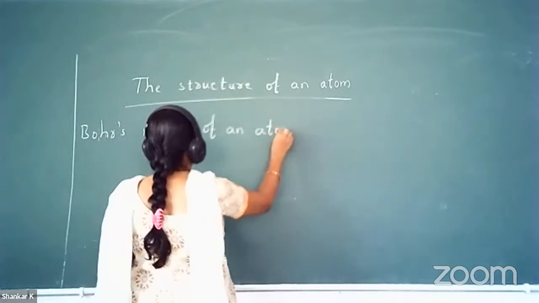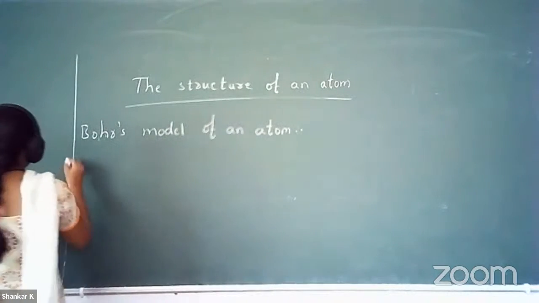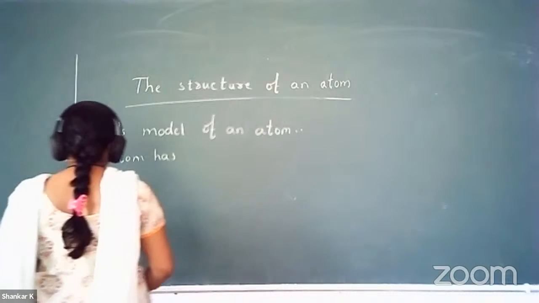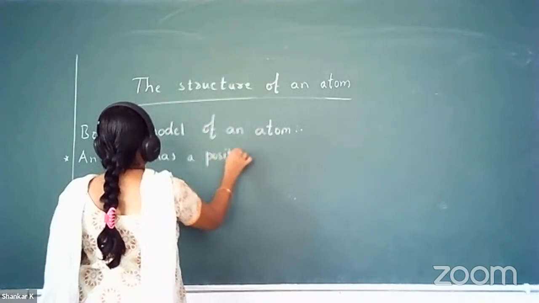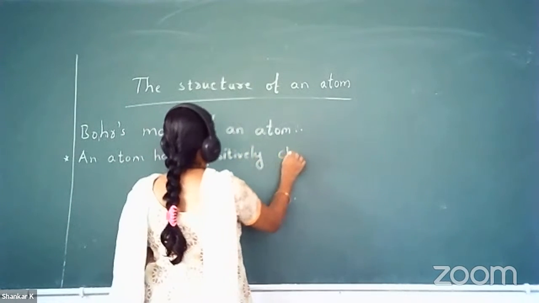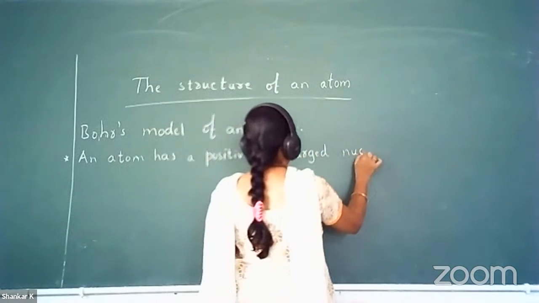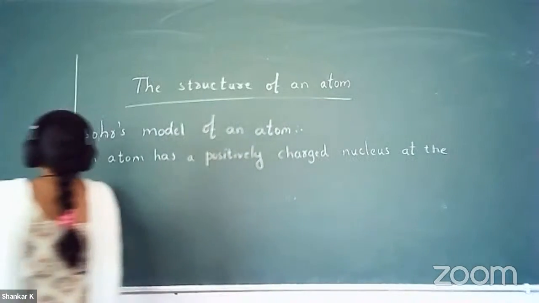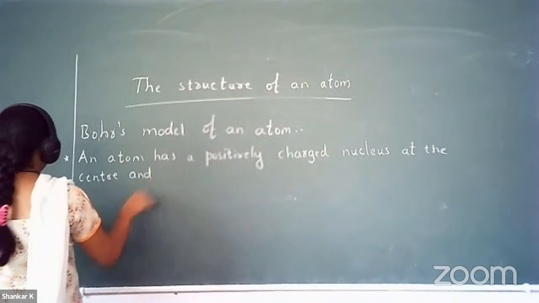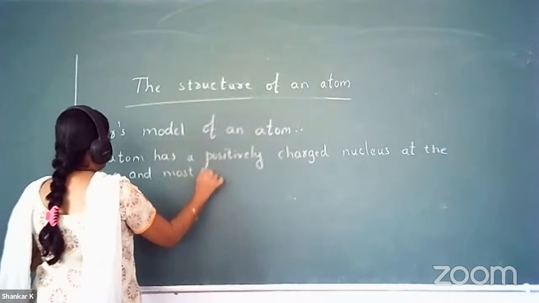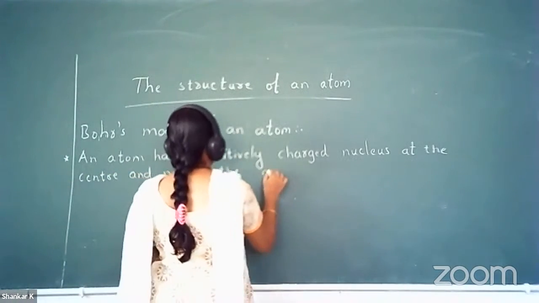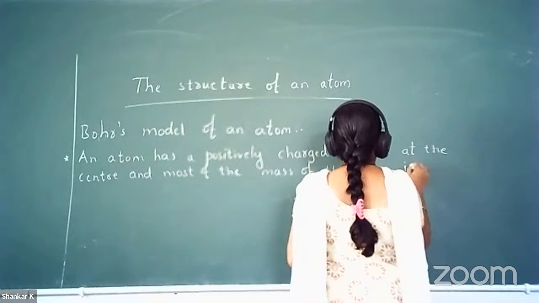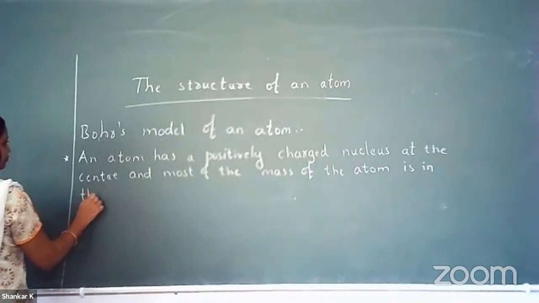Bohr's model of an atom. By observing, it said that an atom has a positively charged nucleus at the center, and most of the mass of the atom is in the nucleus.